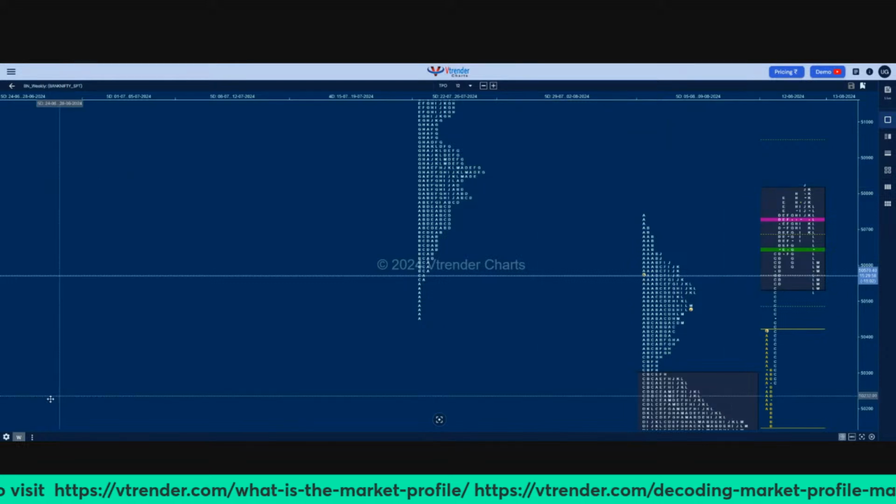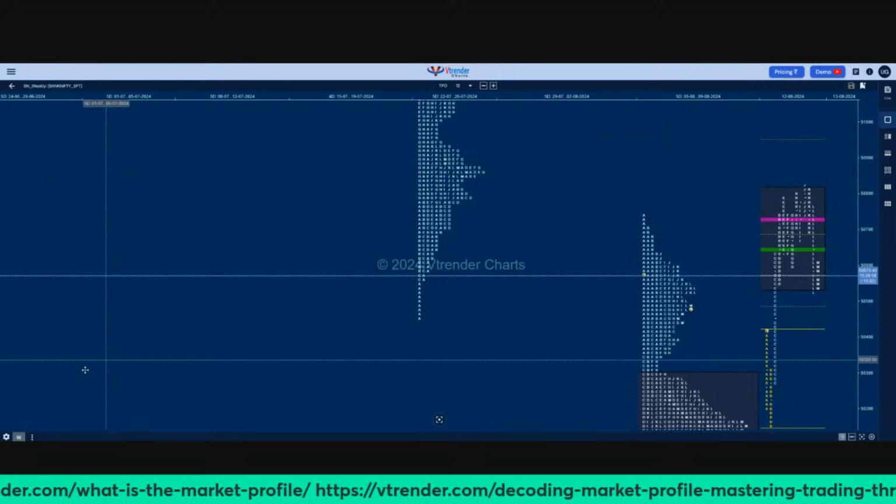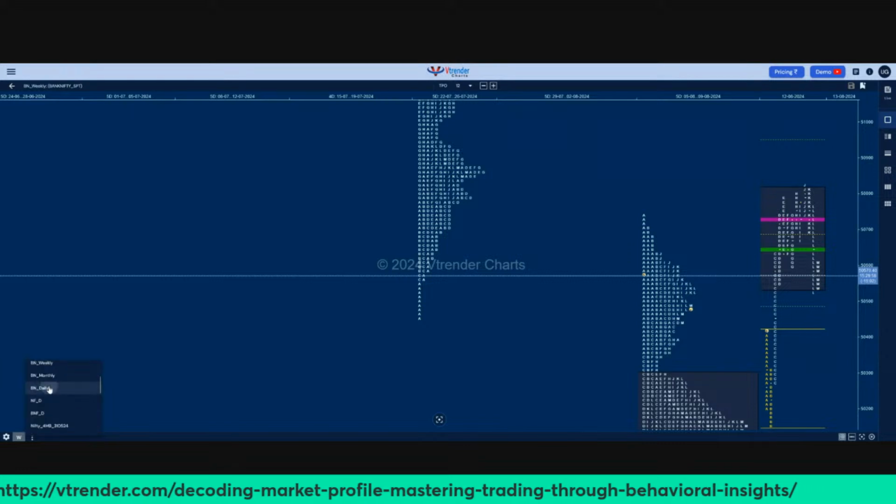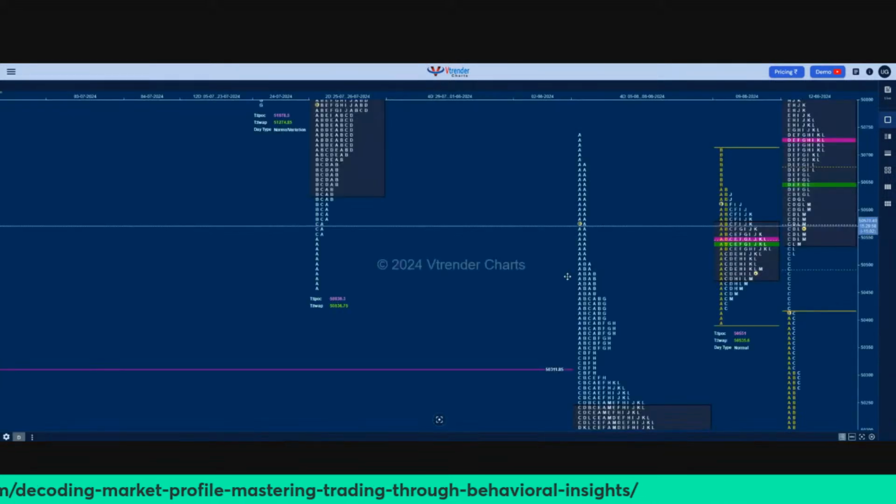I'll just switch on to the daily chart of Bank Nifty spot, where we can see that POC marked very clearly, and see how we have stalled right at that reference.